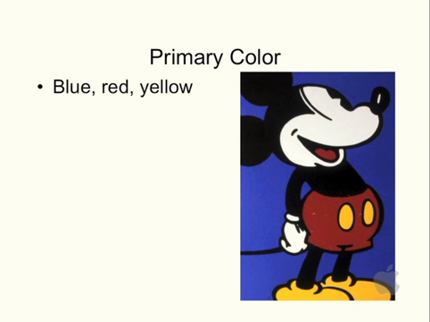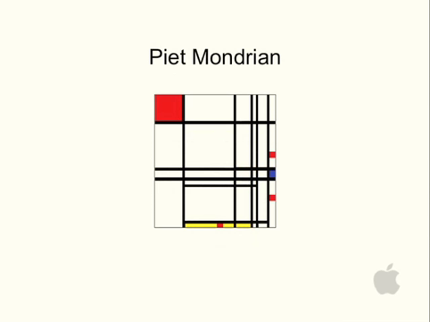So let's talk about primary color. Well, primary colors are red, yellow, and blue. Here, Mickey Mouse represents those three colors. This painting done by Ellsworth Kelly, there are two of those primary colors, red and blue, in this piece called Curved Red on Blue. Mondrian, in his work, also uses those primary colors.